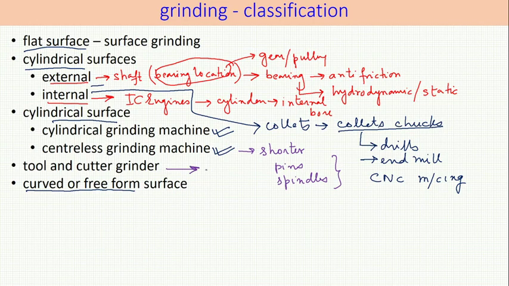Tool or cutter grinder. Say for example, you have a large end mill cutter. It will wear out after use. Or you have a gear hob or a gear shaping cutter. It has to be resharpened. So that is done in a tool and cutter grinding.